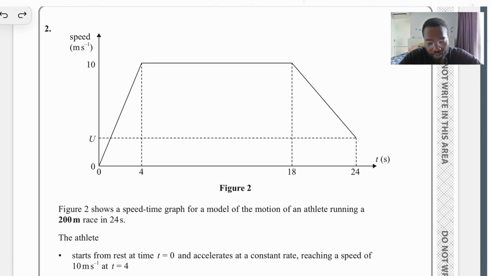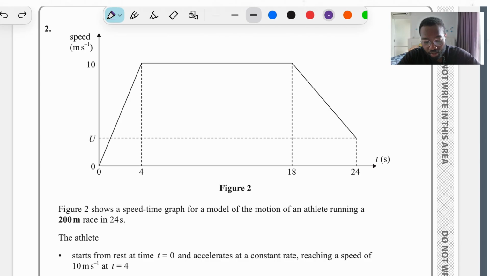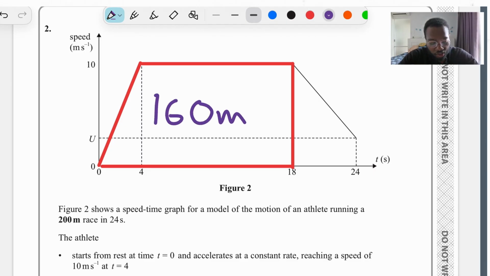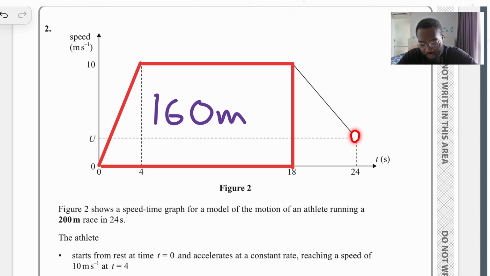Well, we worked out from part B that the distance traveled in the first 18 seconds is 160 meters. So this distance here is 160 meters, which means that it's a 200 meter race, so from 18 to 24 seconds, that must be the extra 40 meters, because it's 200 meters in total. And we know that the rider finishes at u. So they finish at this point here.